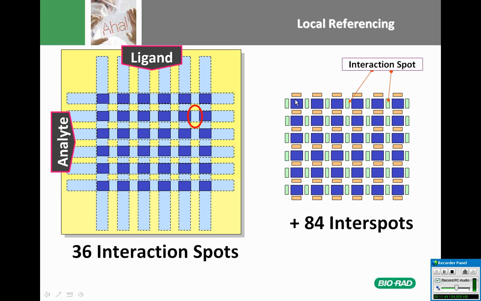Basically, each one of the 36 spots will have its own interspot, what we call the referencing spots or interspots. These reference spots or interspots are excellent for referencing because they are very close to the measuring spot where the interaction takes place. So the proximity provides very good referencing.